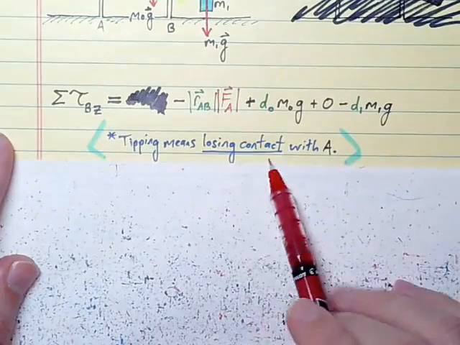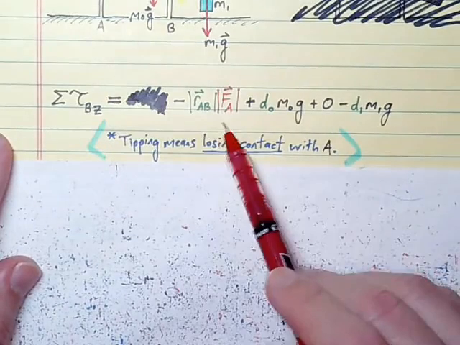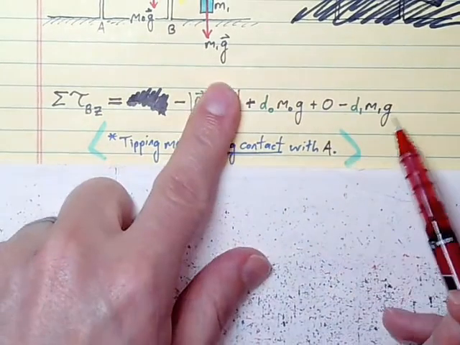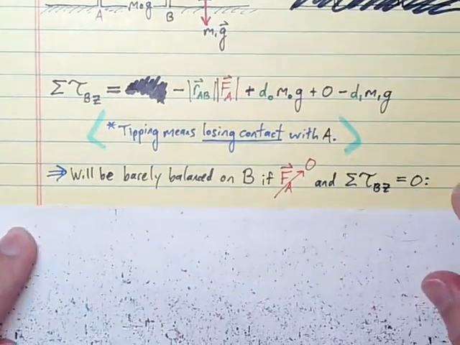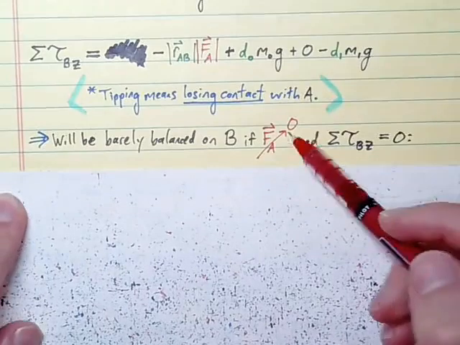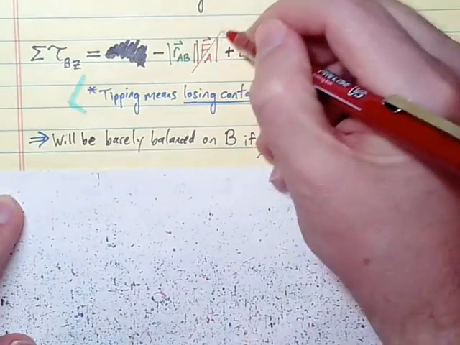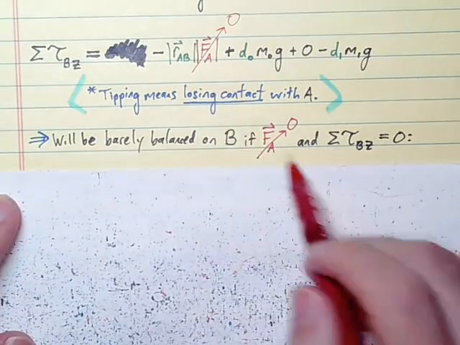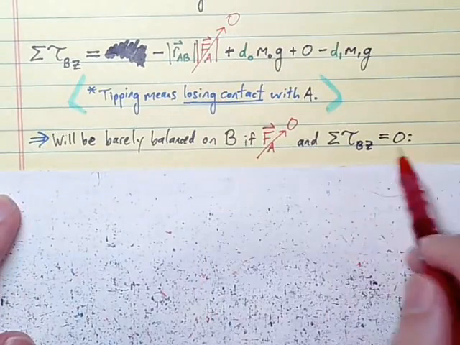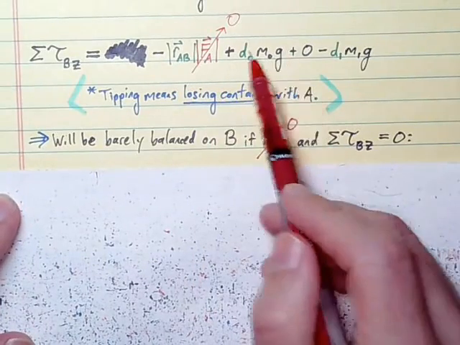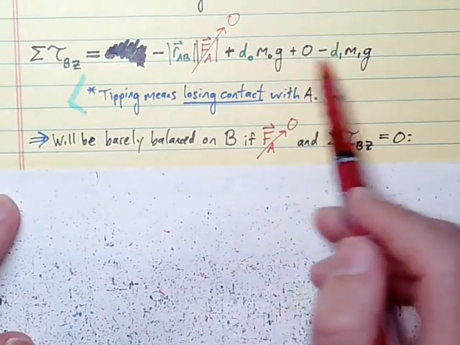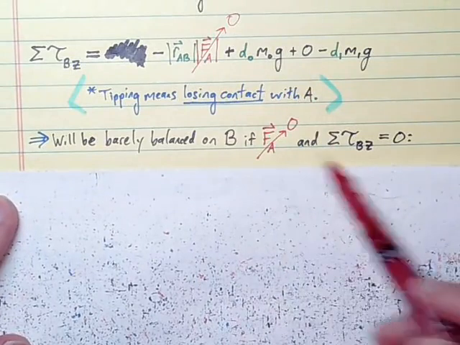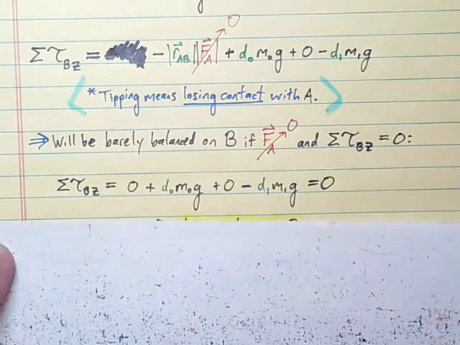But tipping means that we're losing contact with A, so force A disappears. So we can find our tipping condition by setting this term equal to 0. Let force A go to 0, and we'll be barely balanced if that force A goes to 0. If that term vanishes and the net torque equals 0, so if these 2 torques alone are balancing without requiring support from A, then we're barely balanced and just at our tipping point. So that then looks like this.